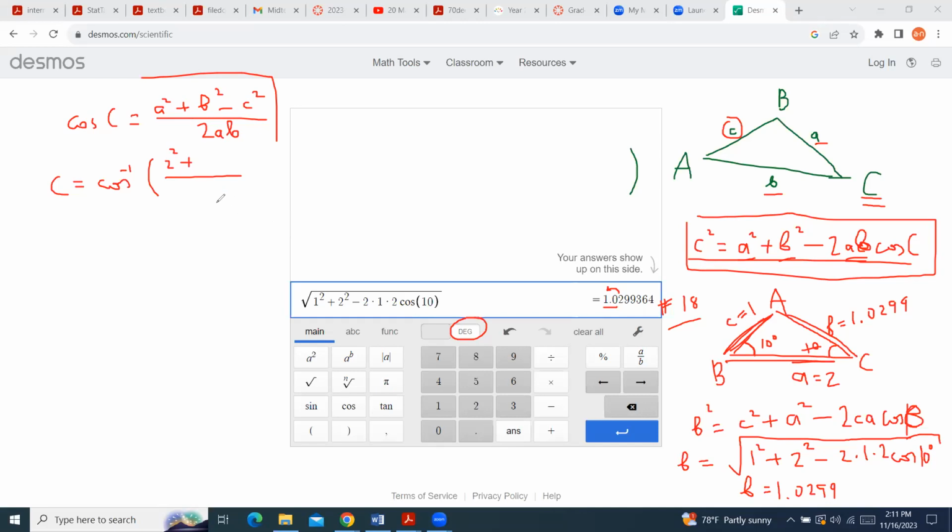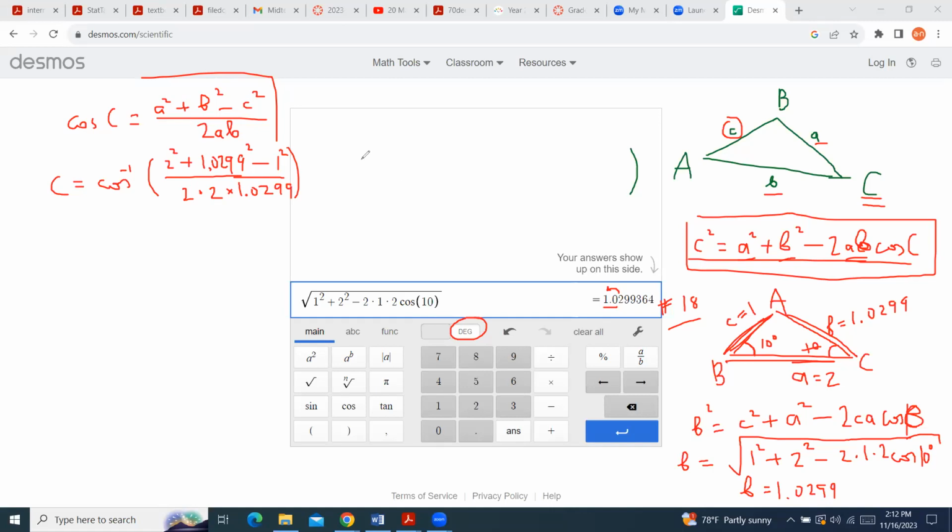B is 1.0299. I decided to put it in such a way so we don't get exact same angle. 2 squared. That's my subtracting C squared. Oh, it's 1 squared. C is 1. Should be careful. And then divide by 2 times A times B. Again, instead of A, I use 2. And instead of B, I use that 1.0299.